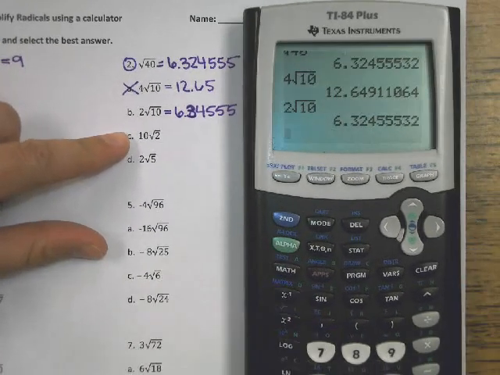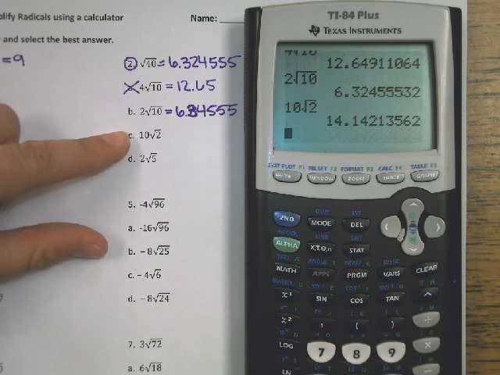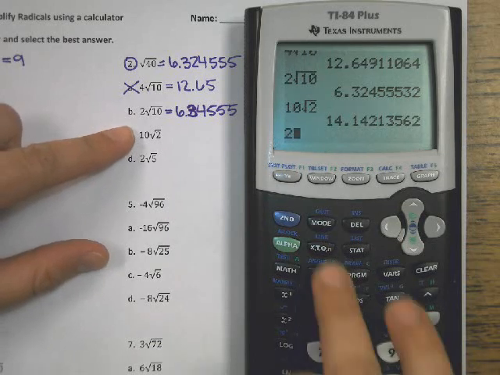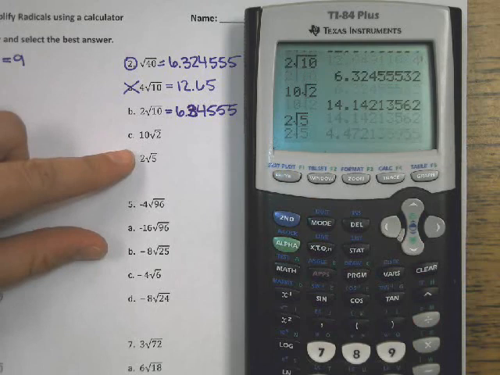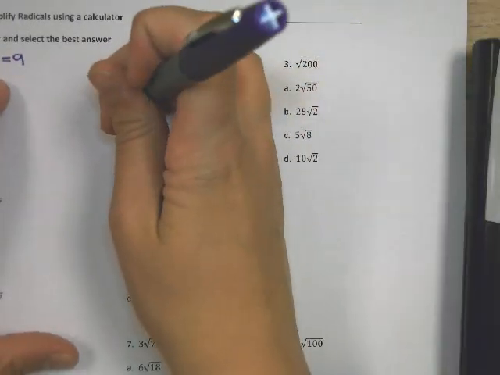So let's just double check. So 10 square root of 2. Nope, that's 14. 2 square root of 5. Nope, that's 4.47, so it's got to be B.